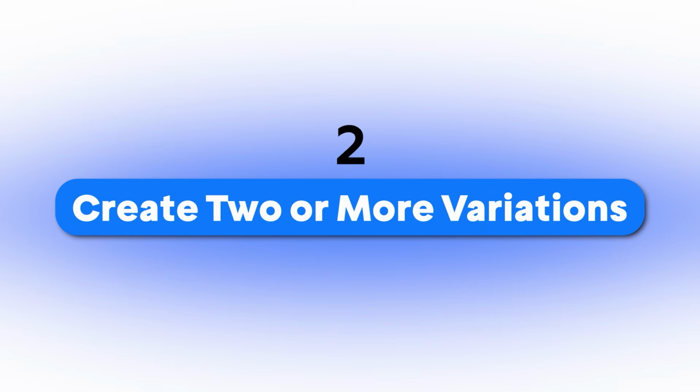Develop 2 or more versions of your email where the only difference is the variable that you chose in step number 1. So again, if you're going to choose the subject line as a variable, it's important that everything else remains the same. The only thing that's changing here is the subject line.